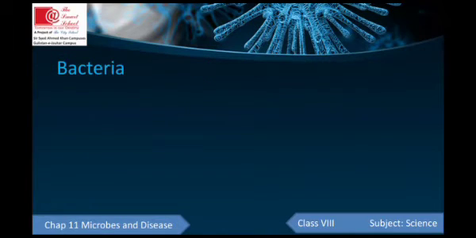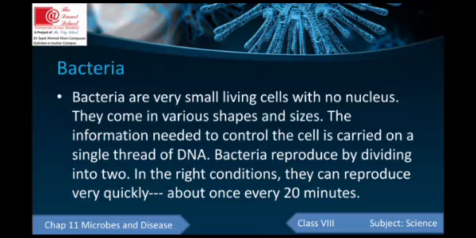Let's talk about bacteria. Bacteria are very small living cells with no nucleus. They come in various shapes and sizes. The information needed to control the cell is carried on a single thread of DNA. Bacteria reproduce by dividing into two. In the right conditions, they can reproduce very quickly, about once every 20 minutes.